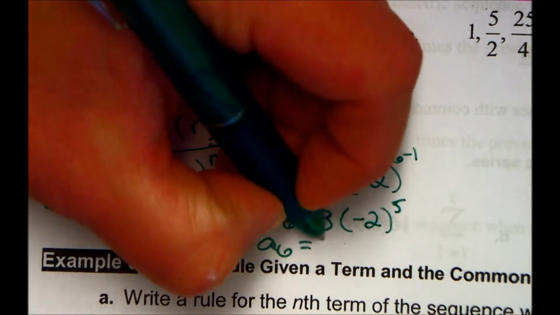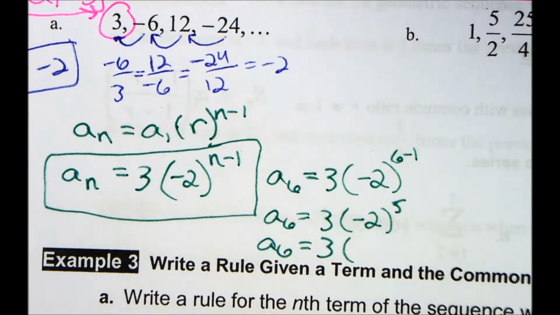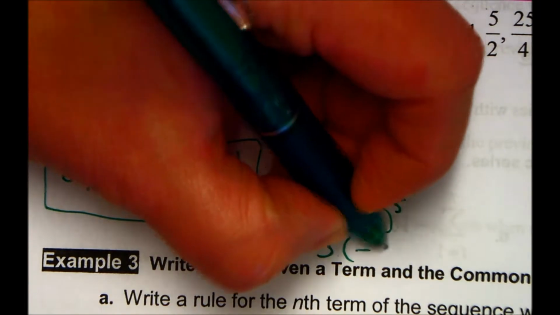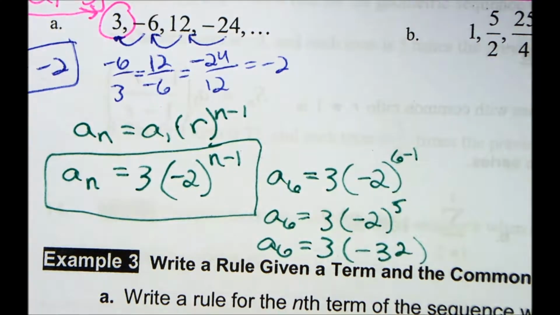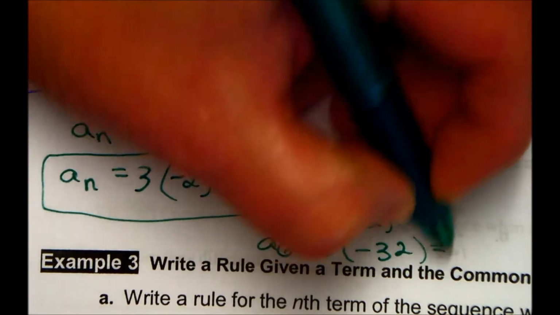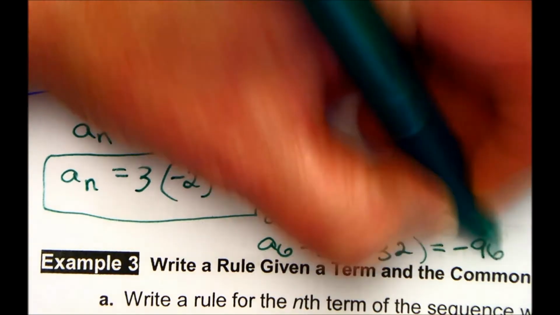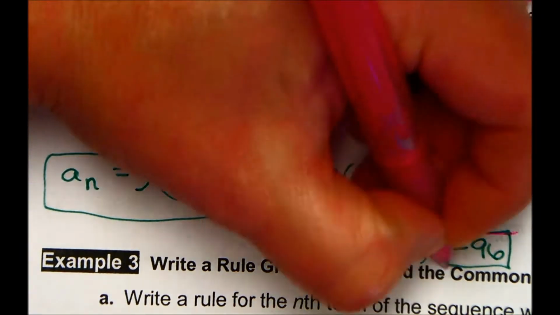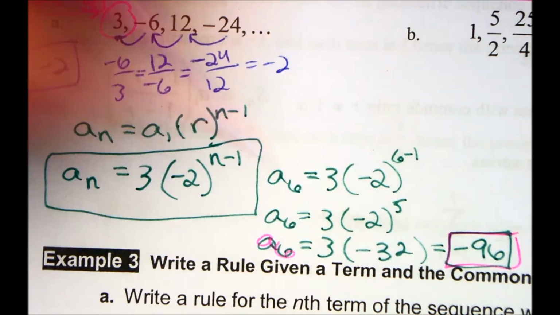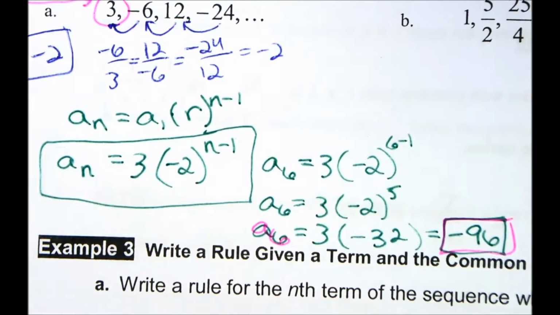So a sub 6 equals 3 times negative 2 to the 5th power, which is 3 times negative 32. Yes, negative 32. And when I multiply that together, it gives me negative 96. So negative 96 is the 6th term in the sequence. So a sub 6 equals negative 96.